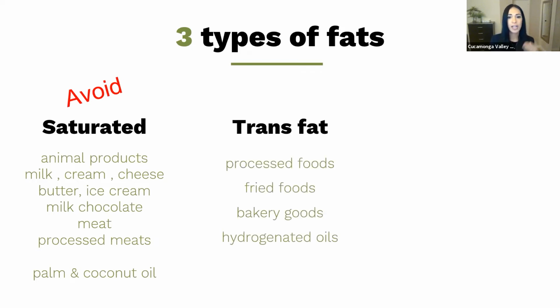The next type of fat is trans fat. Trans fat is actually a man-made fat. What it does is help to improve the shelf life of food and the texture. So we see this fat a lot in processed foods, fried foods, definitely fried foods, baked goods, and hydrogenated oil. If you ever see hydrogenated oil, that means it's a trans fat. Trans fats are so unhealthy, and there's so much evidence, that the FDA labels trans fats as unsafe. So we want to do our best to avoid trans fats.